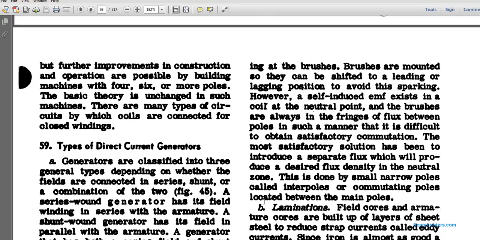In the brushes. Brushes are mounted so that they can be shifted leading and lagging in position to avoid sparking. However, because of the self-induced EMF in the coils, the neutral point of the brushes is always in the fringes of the flux between the poles, making it difficult to obtain satisfactory commutation. The most satisfactory solution has been to introduce a separate flux which produces the desired flux density in the neutral zone. This is done by small narrow poles, the interpoles or commutating poles, located between the main poles.